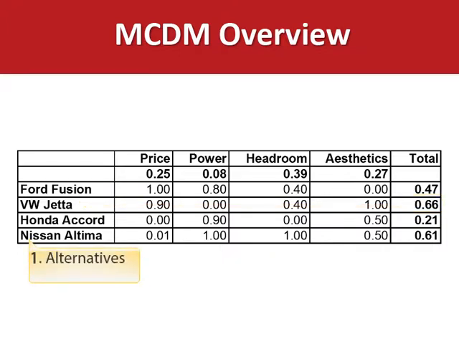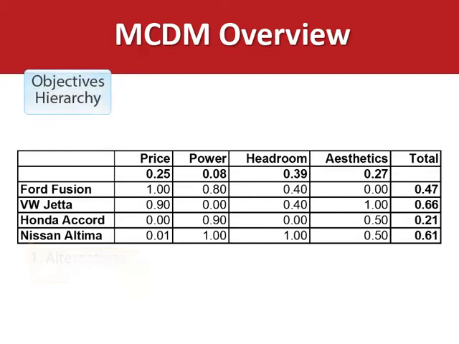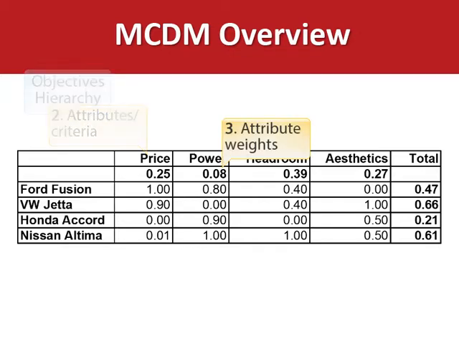Well, first we start with, of course, our alternatives. In this case, we have a finite number of cars, only 4 that we're considering. Next, we specify our objectives. This is so critical in decision making, but we want to have objectives and then define these in terms of measurable attributes. So we're going to create an objectives hierarchy, and you'll see how this works.